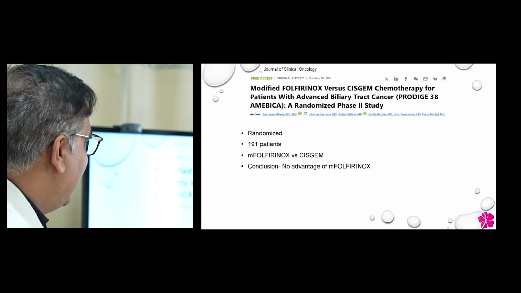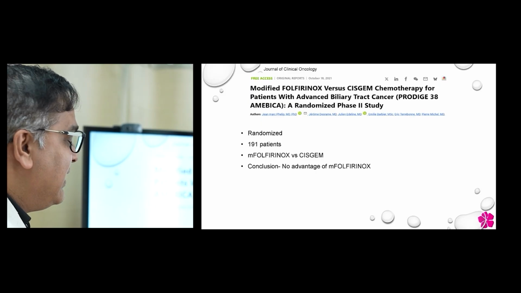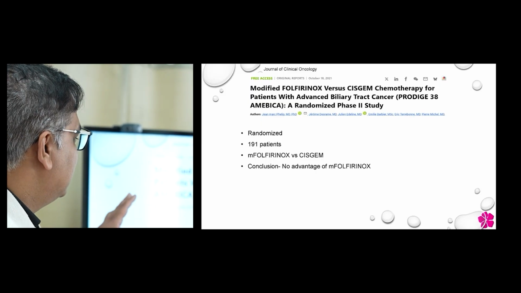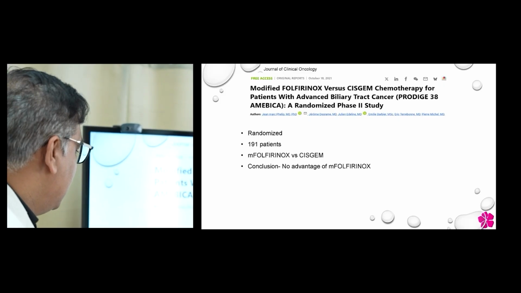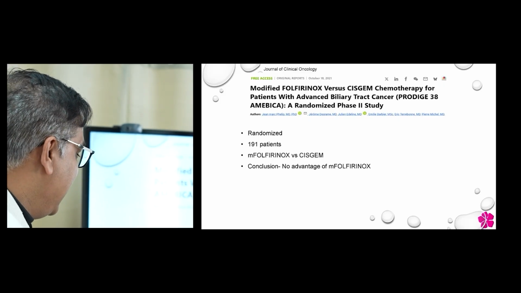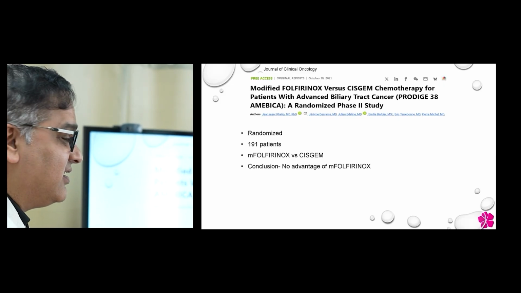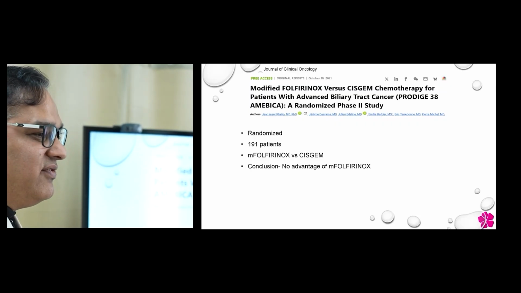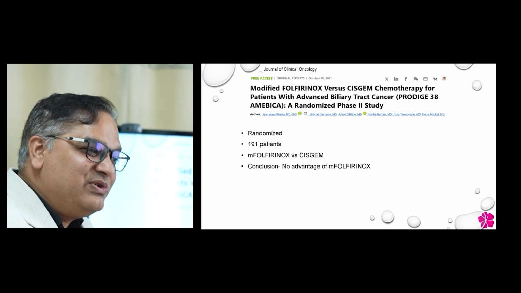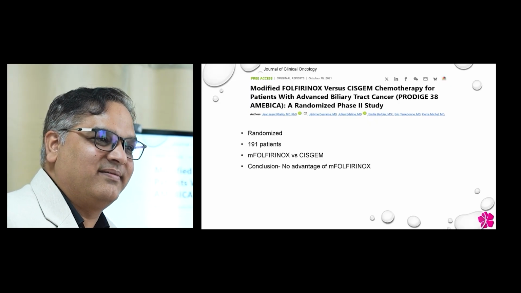But on October 18, 2021, this paper was published. This paper compared FOLFIRINOX with cisgem. It was a randomized trial of 191 patients, modified FOLFIRINOX, which is what we were trying to do, and there was no advantage of FOLFIRINOX. Now, when this paper was published, do you think our paper meant anything?